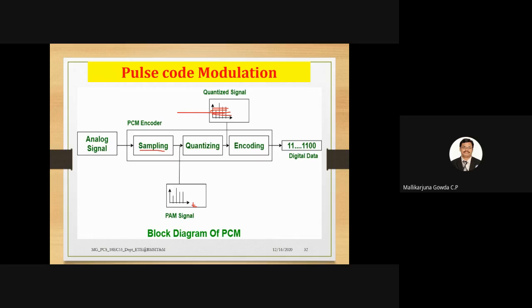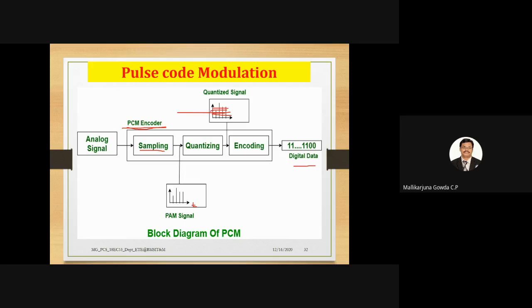Then I do the encoding. Each quantized level I represent by a binary number, though it may be any other number also. The binary encoded signal will be represented by a pulse, which may be a binary pulse or any other pulse. In that way, I get the digital data. Hope this point is clear. So this is sampling, quantizing, encoding. All these three steps together are known as the PCM encoder.